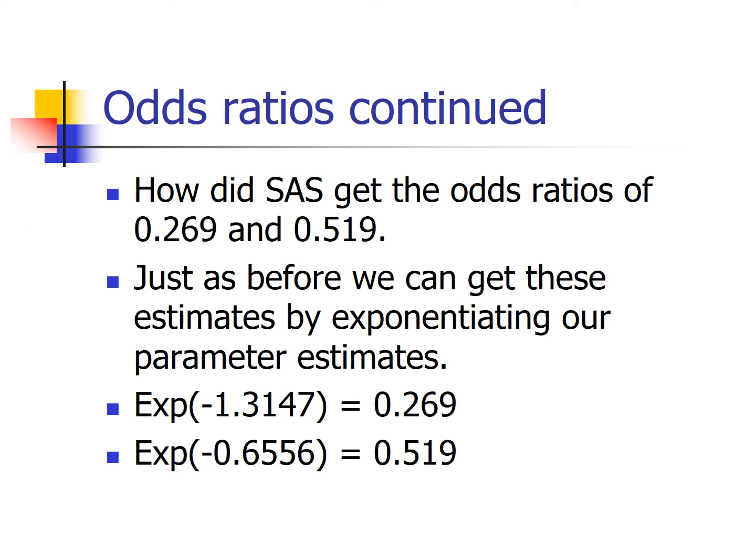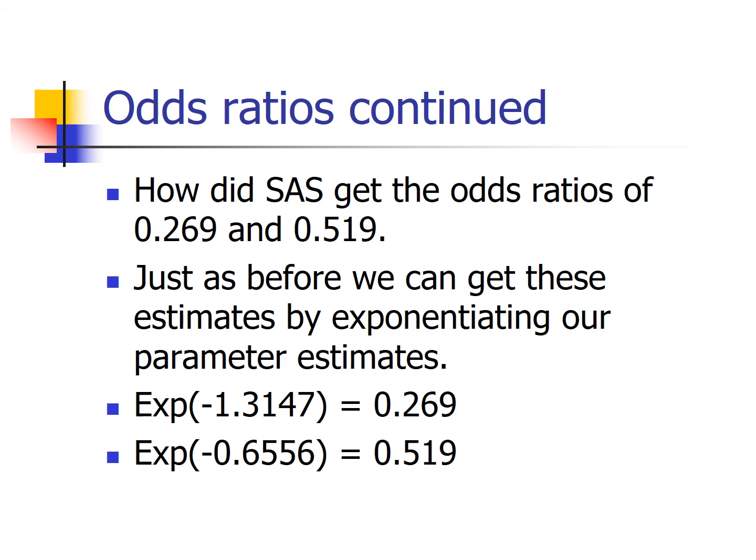Of course, the follow-up question might be, how did SAS get the odds ratios? How did SAS get the 0.269? How did SAS get the 0.519? Well, they did it just like before. You can get those things by exponentiating parameter estimates.